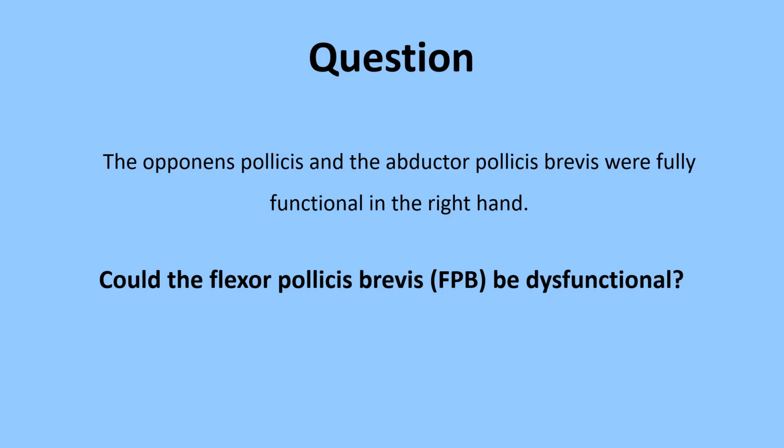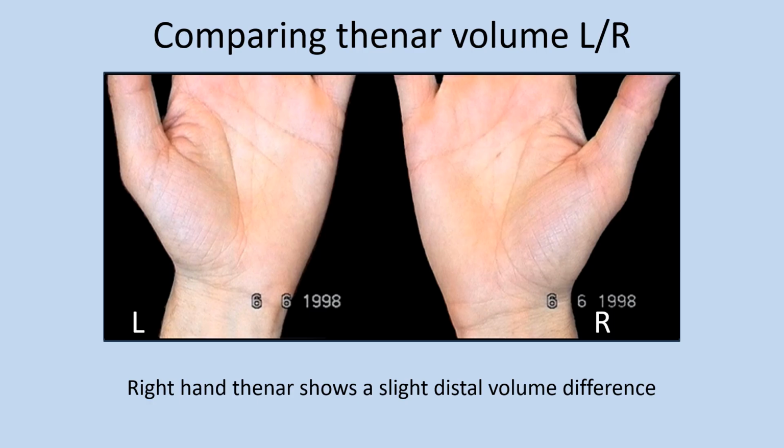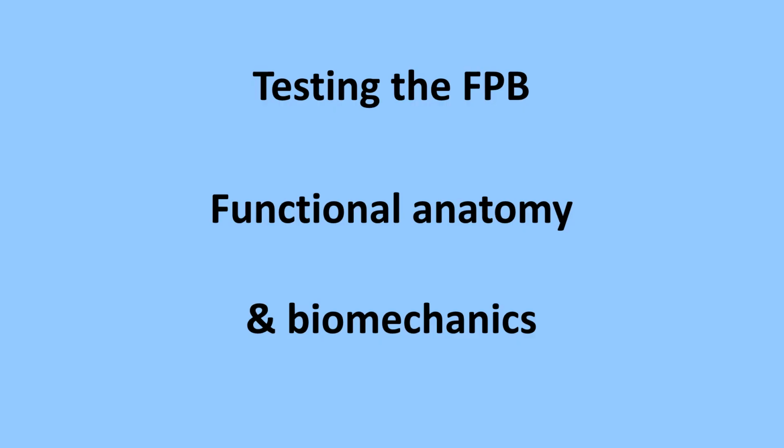Question. The opponens pollicis and the abductor pollicis brevis were fully functional in the right hand. However, could the flexor pollicis brevis be dysfunctional? When comparing the thenar volumes left-right, in the right hand, the distal ulnar thenar edge showed a slightly smaller volume. This is the location of the flexor pollicis brevis muscle. In the next slides, the functional anatomy and biomechanics of unloaded testing of the flexor pollicis brevis will be reviewed.